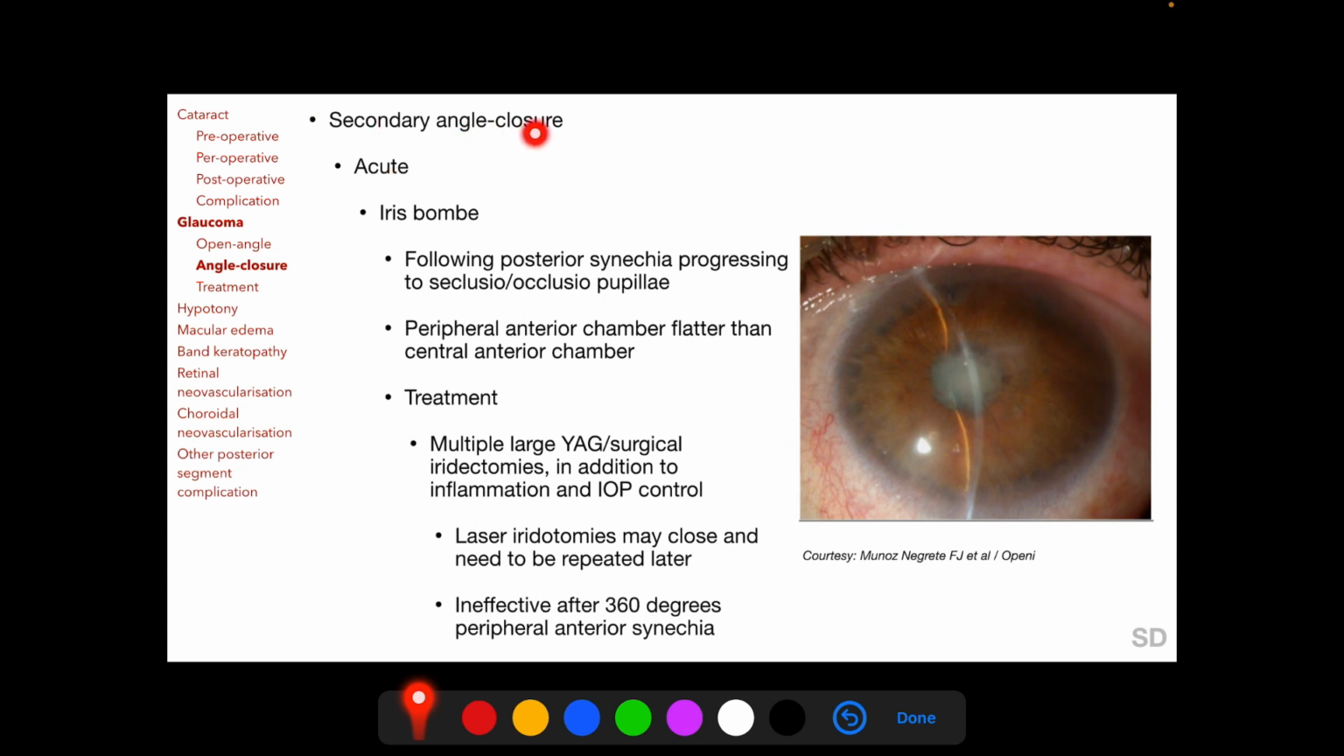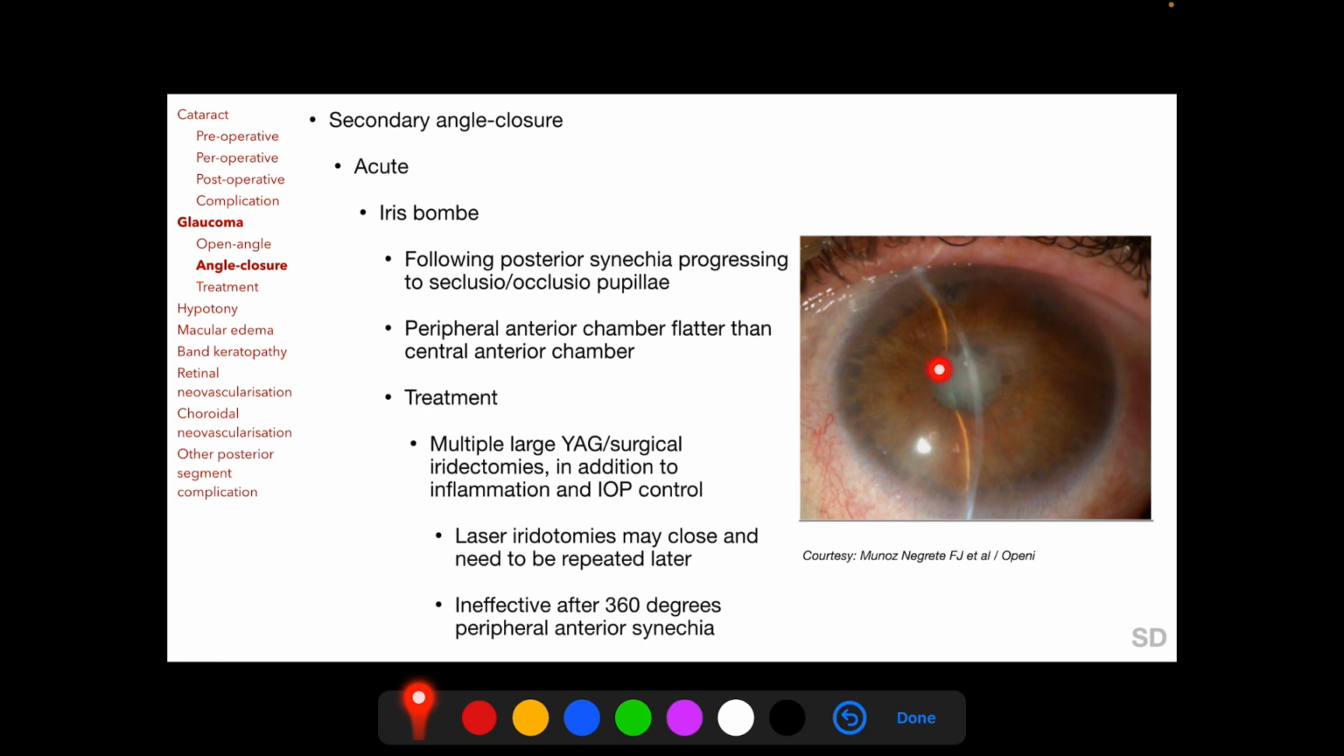Secondary acute angle closure glaucoma can occur due to either iris bombae or due to forward rotation of the iris ciliary body complex. Iris bombae occurs following posterior synechia progressing to seclusio or occlusio pupillae, and in iris bombae, typically peripheral anterior chamber appears flatter than the central anterior chamber.